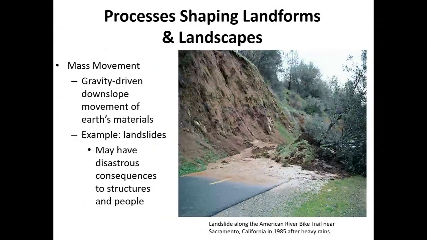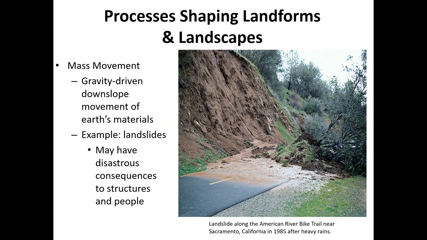So mass movement is a gravity-driven downslope movement of Earth's material. There are different kinds of mass movements: landslides, avalanches, mudslides, and so on. This particular picture here is a mudslide that came down on a bike path near Sacramento in 1985.